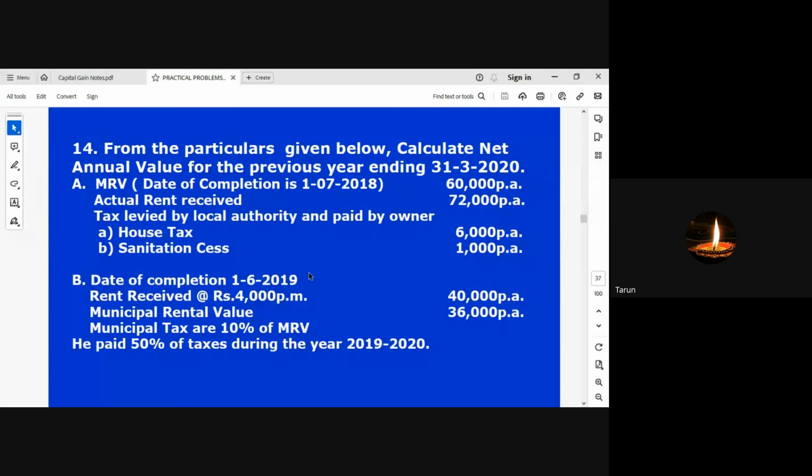So let's begin case B. As the date of completion is given, of course there is no use for this particular term here. It is just for information. There is no need to include it in the question, as no other information has been given, that is, the date of letting out.